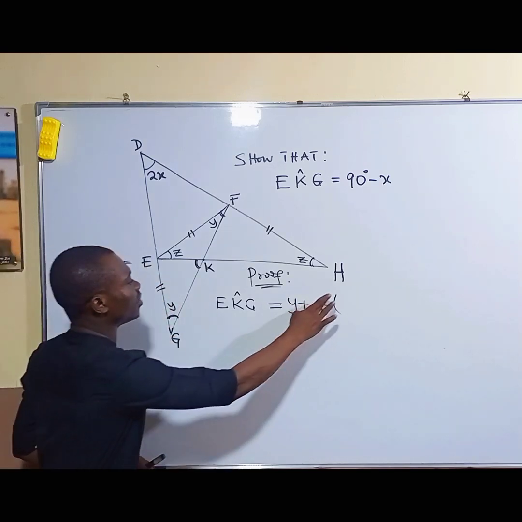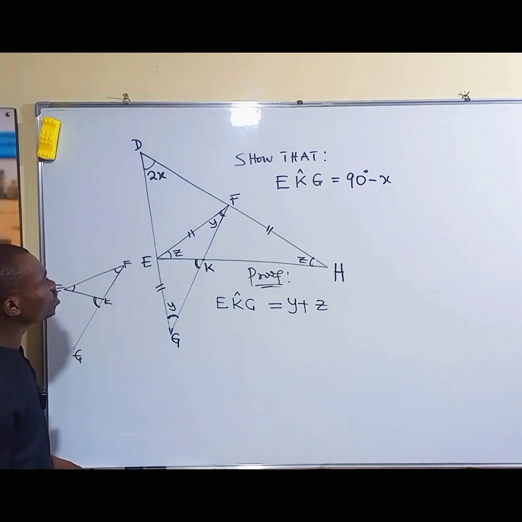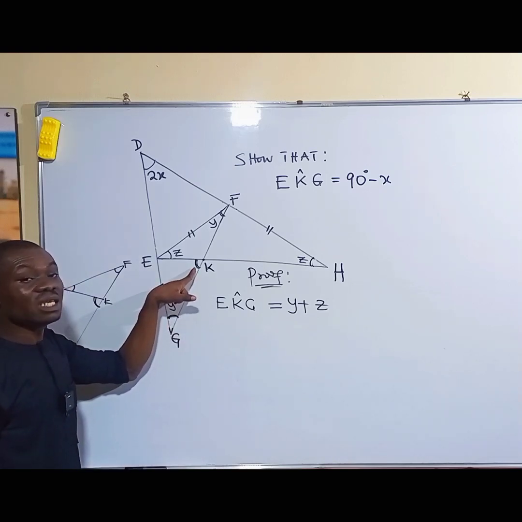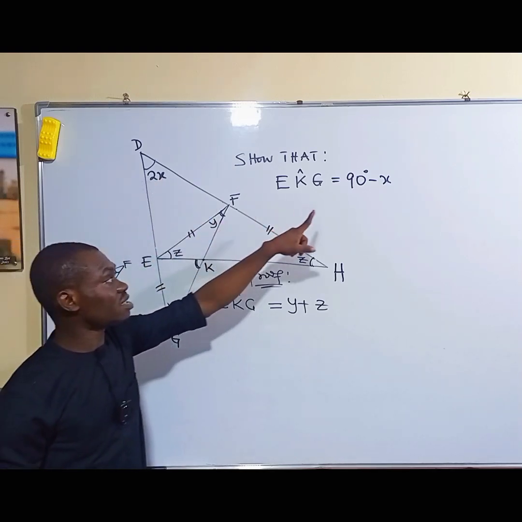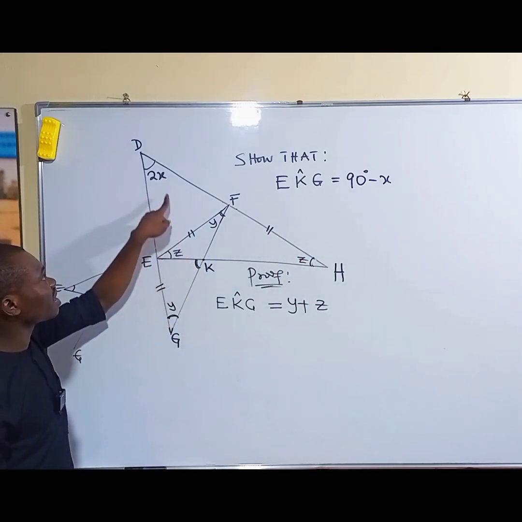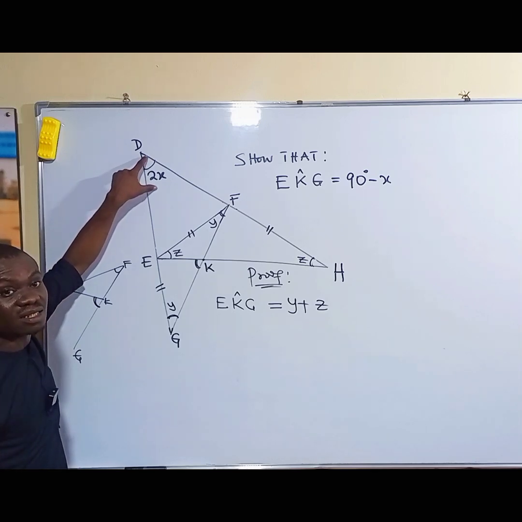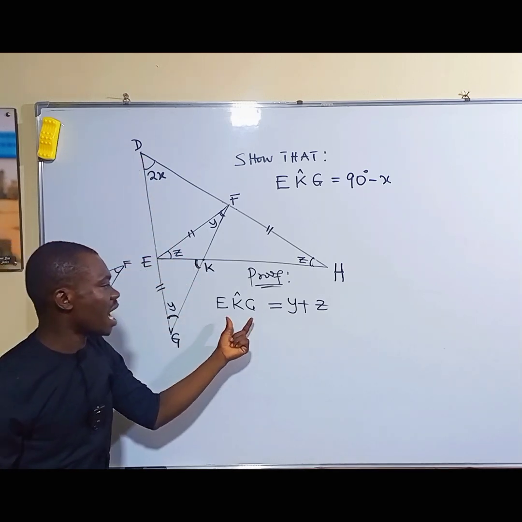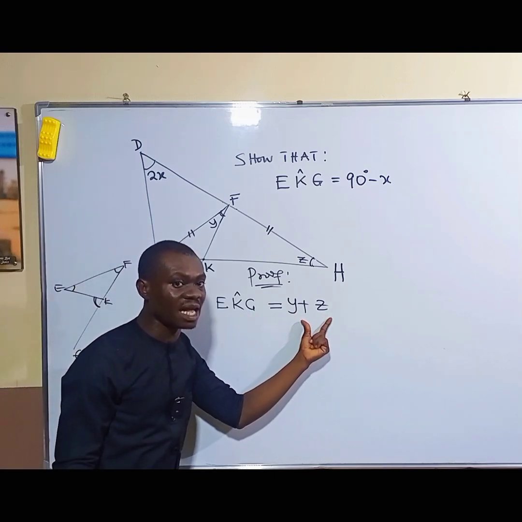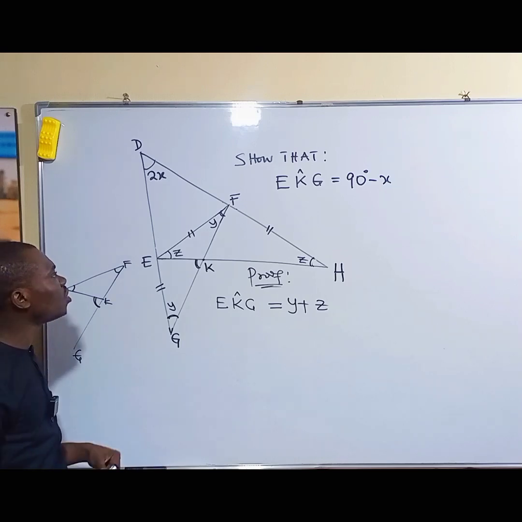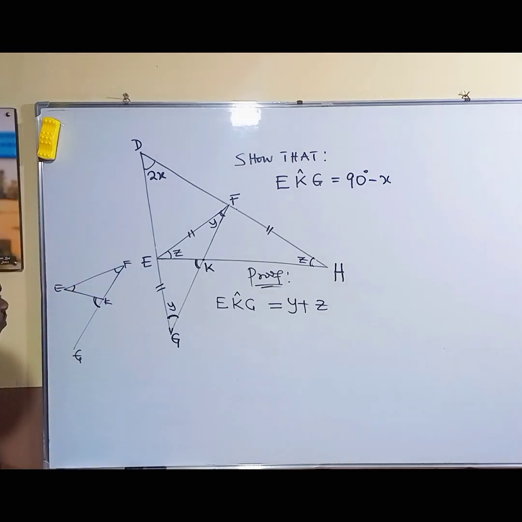Now let's continue. What do we do next? The question we should be asking ourselves is, how do we connect this angle to x? Because they said it must be equal to 90 minus x. We need to connect this angle, and the only one bearing x is this angle D. So I will look for a way to create a relationship between my angle EKG, which is Y plus Z, together with x, and then try to make it the subject. Let's see if we can create something like that.